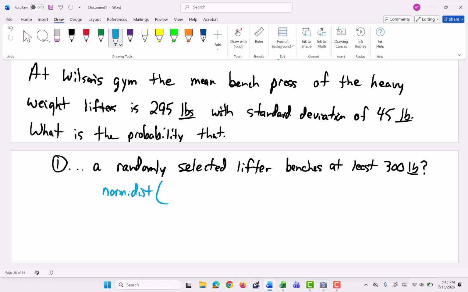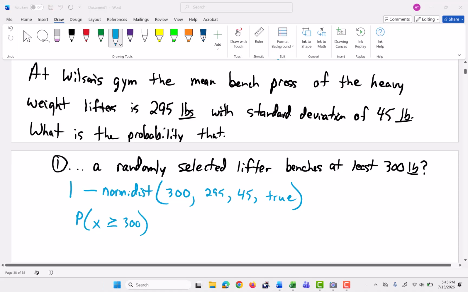Now, remember, the normal probability in Excel gives you the probability of being less than a value. So it's going to be 1 minus this to get the greater than. This will be the probability that x is greater than or equal to 300. So we have to use that complement. So 1 minus 300 with a mean of 295 and a standard deviation of 45. And of course, we always go with true in the Excel formula for normal probabilities.